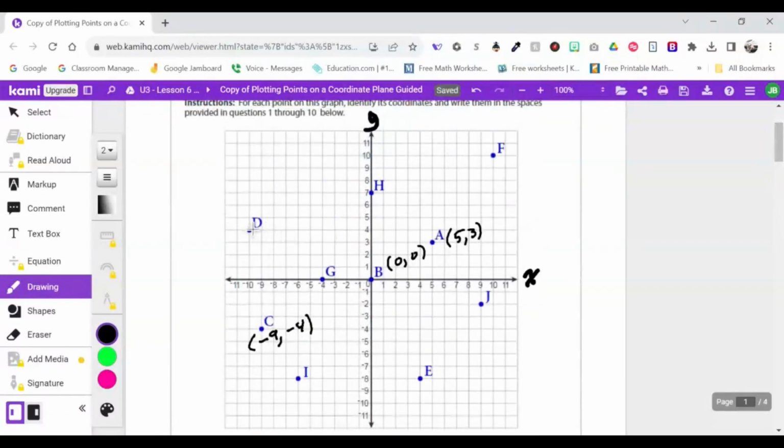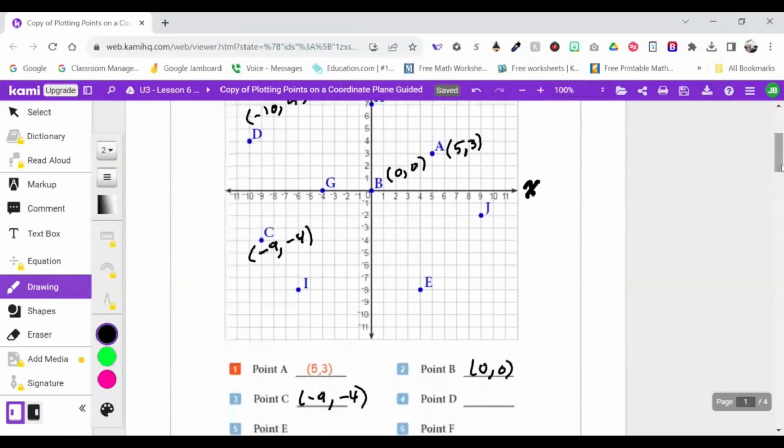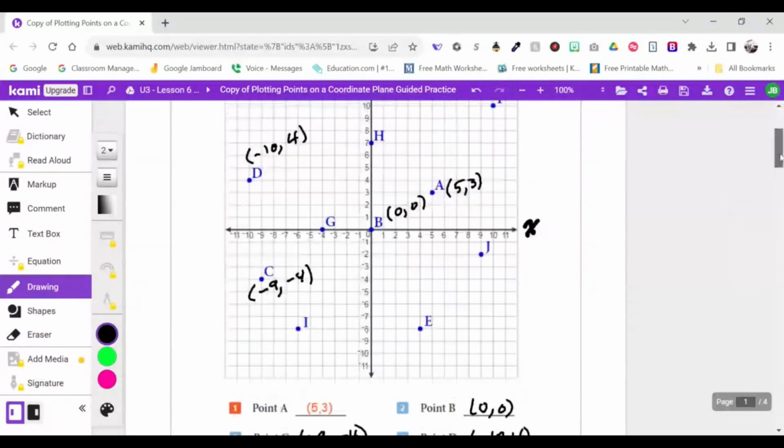Okay. Point D, start at the origin. We go in the negative x direction, -10. And then we have to go up 1, 2, 3, 4. So we went in the positive y direction, 4. So D is at the point -10, 4.